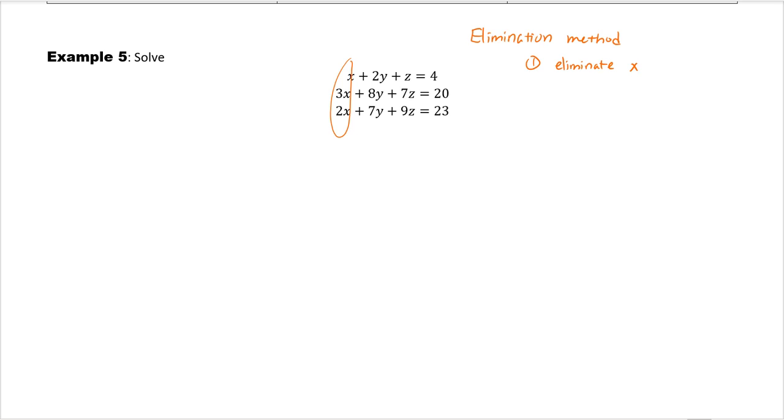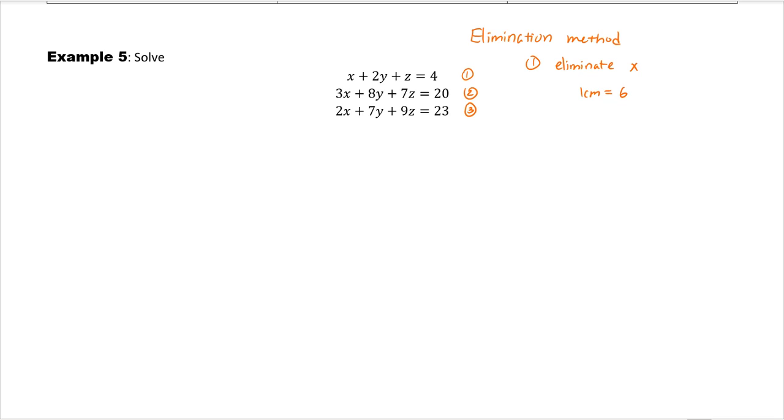Okay, so how do we do that? Well, what is the least common multiple? The least common multiple of 1, 3, and 2 is 6, right? So equations 1, 2, 3. Please write down the operations in all your steps, because there are many different ways to solve a linear system. I want you to write down the steps so that I can follow your method and know what you're doing in each step.